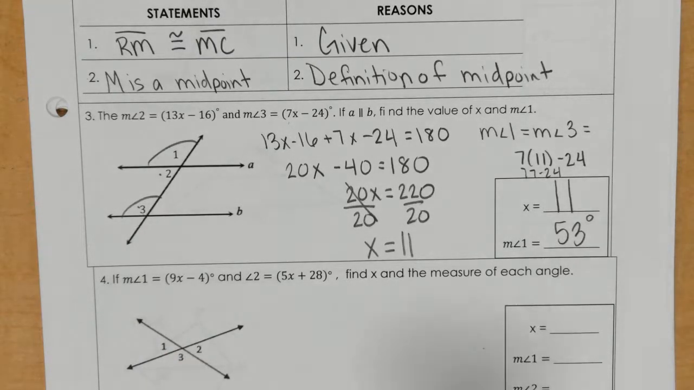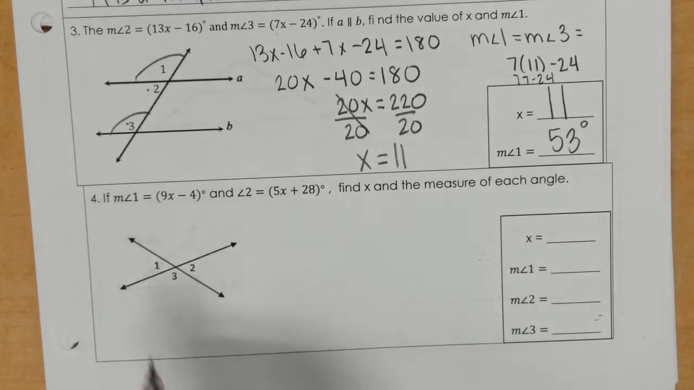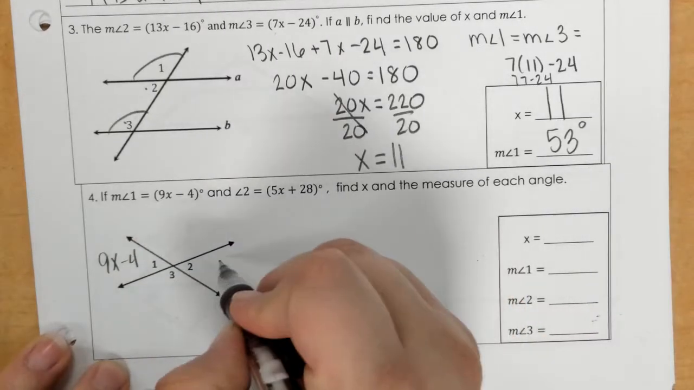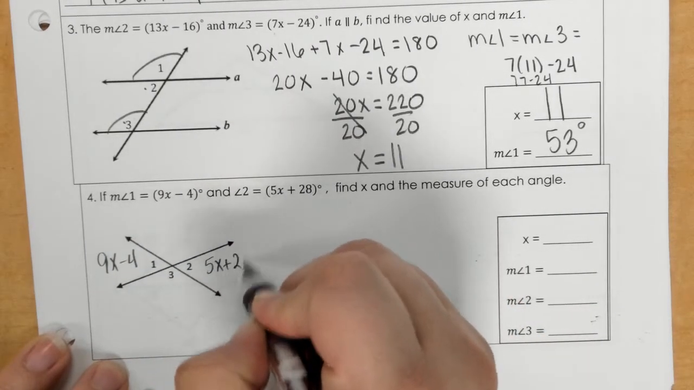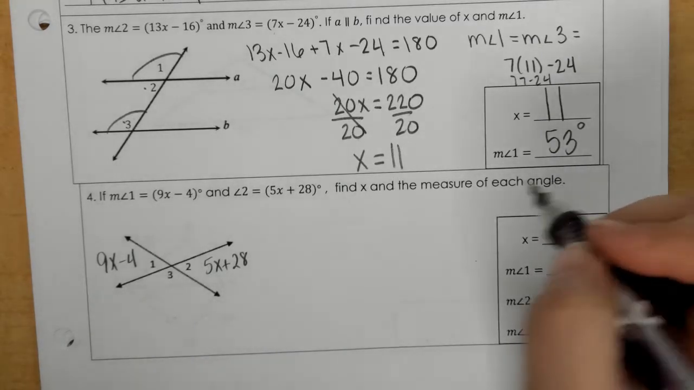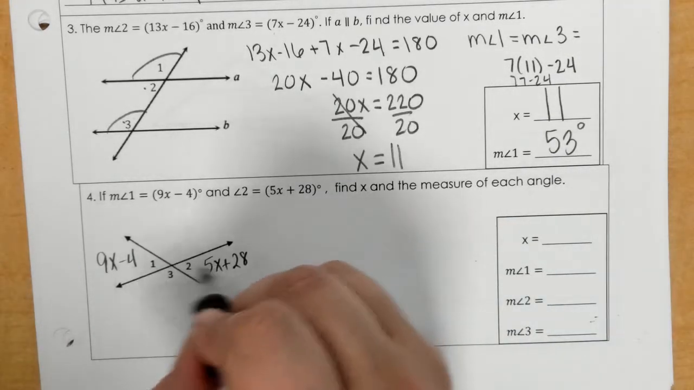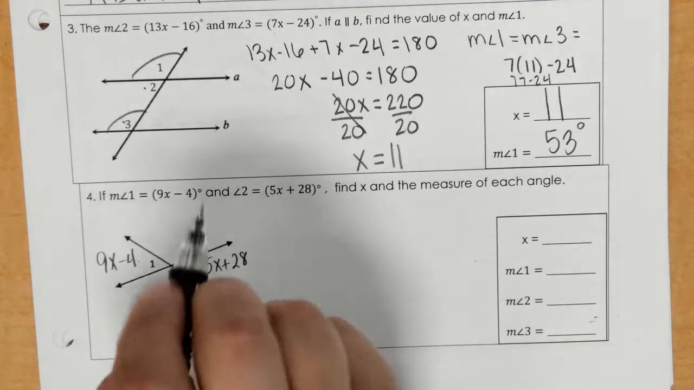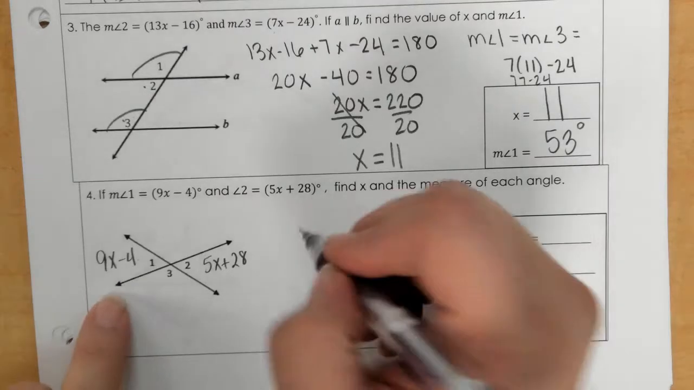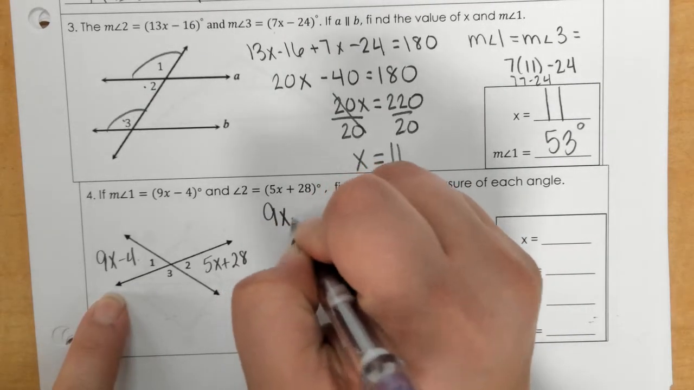Okay, and number 4, it says the measure of angle 1 is 9x minus 4, and the measure of angle 2 is 5x plus 28. Find x and the measure of each angle. Okay, so we know that these right here are vertical angles. Okay, vertical angles are equal to one another.